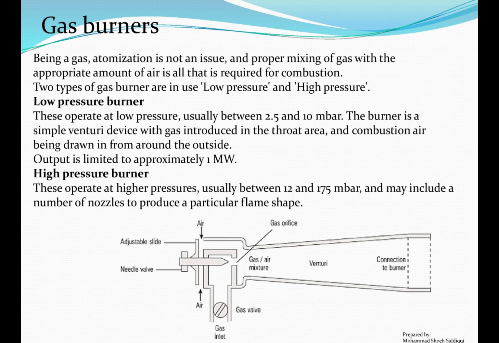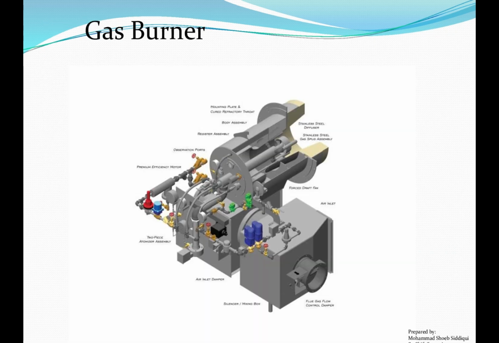Two types of gas burner are in use: low pressure and high pressure. Low pressure burner. These operate at low pressure, usually between 2.5 and 10 millibars. The burner is a simple Venturi device with gas introduced in the throat area and combustion air being drawn in from around the outside. Output is limited to approximately 1 megawatt. High pressure burner. These operate at higher pressures, usually between 12 and 175 millibars, and may include a number of nozzles to produce a particular flame shape.